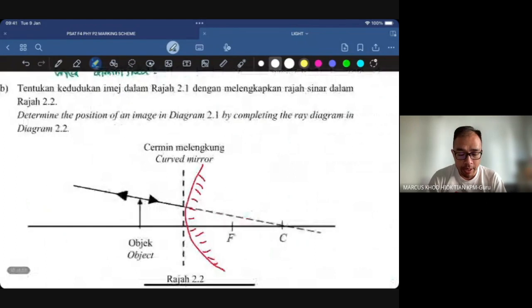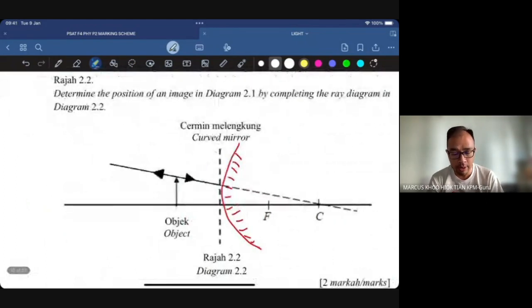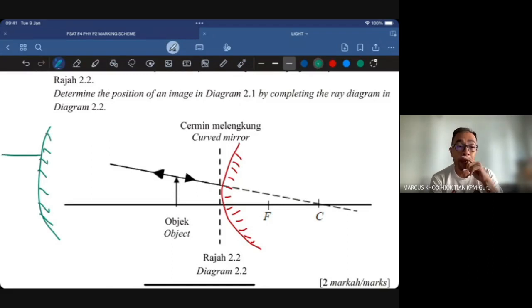So determine the image. This is not a problem, but the reason why there is a dotted line over here is to tell you where to stop drawing. The thing you should not do, especially when the question comes out like this, is draw the line to touch the mirror. Actually it doesn't. Technically it only hits the principal axis, which is this dotted line over here. So it must hit here and that's enough.